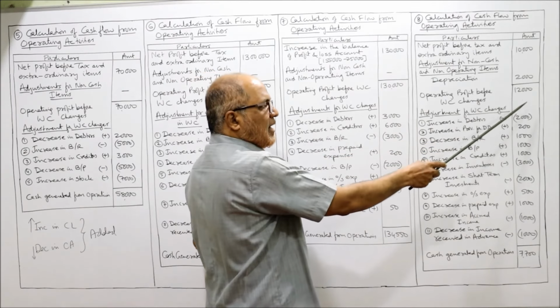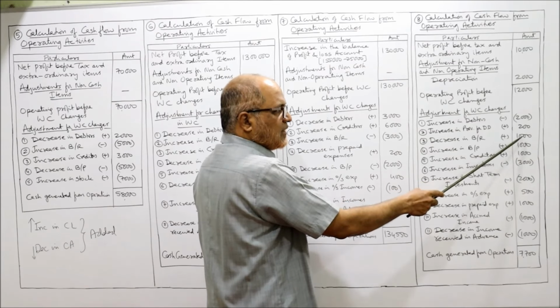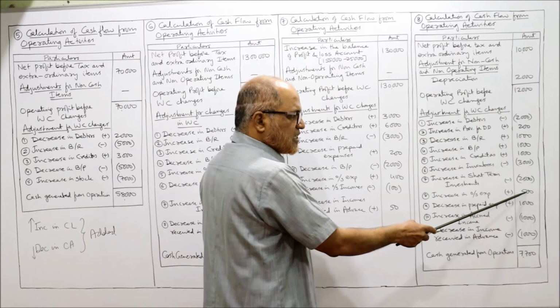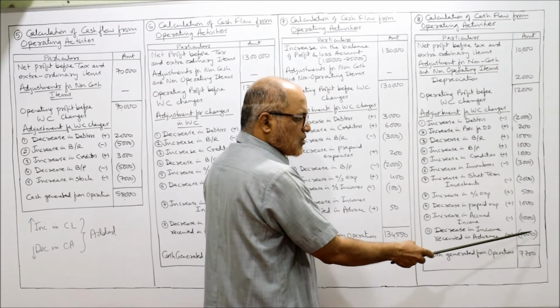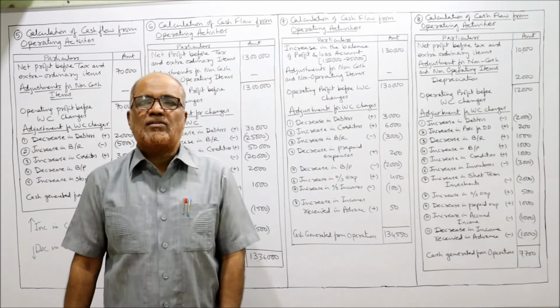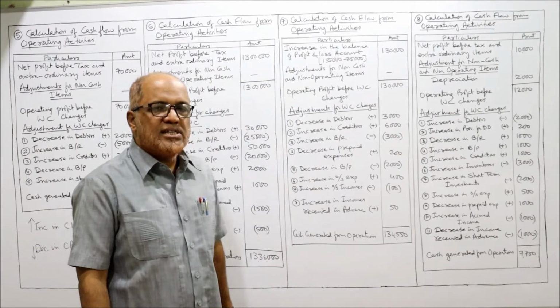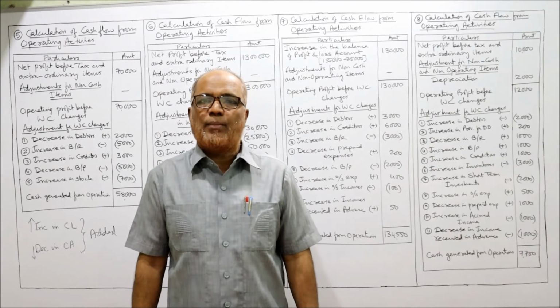So 12,000 minus 2,000 plus 200 plus 1,000 plus 1,000 plus 1,000 minus 3,000 minus 2,000 plus 500 plus 1,000 minus 1,000 minus 1,000. 7,700 is the cash generated from operations. So this is the end of problem number 8.